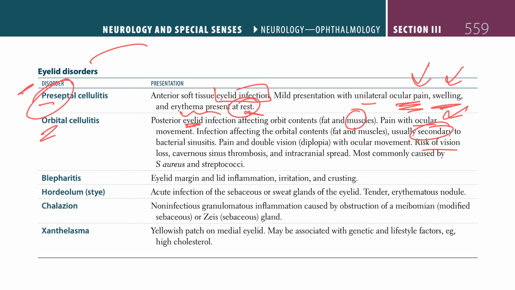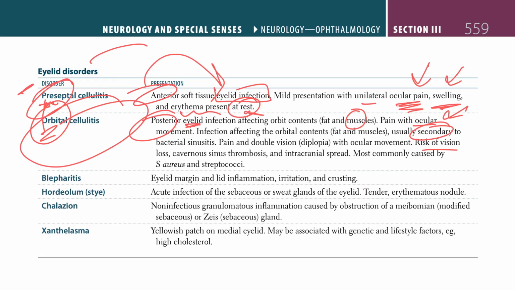So the difference here is preseptal, as the name says, anterior part of the eyelid infection, while in orbital the whole orbit at the posterior part gets involved. The orbit can seed into the cavernous sinus and into intracranial spread. And the most common organisms are Staph aureus and streptococci. Then you have blepharitis. Blepharitis is eyelid margin and lid inflammation, irritation, and encrusting. What two structures? Eyelid margins and lid inflammation. It's called blepharitis. Then you got hordeolum, which is a sty.